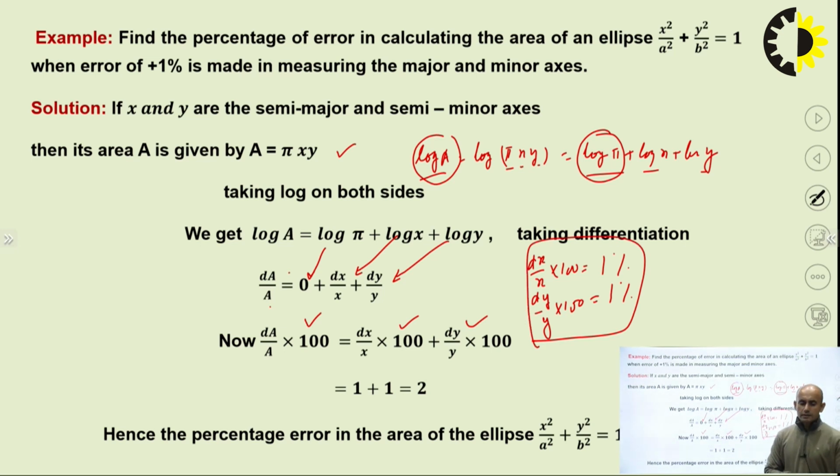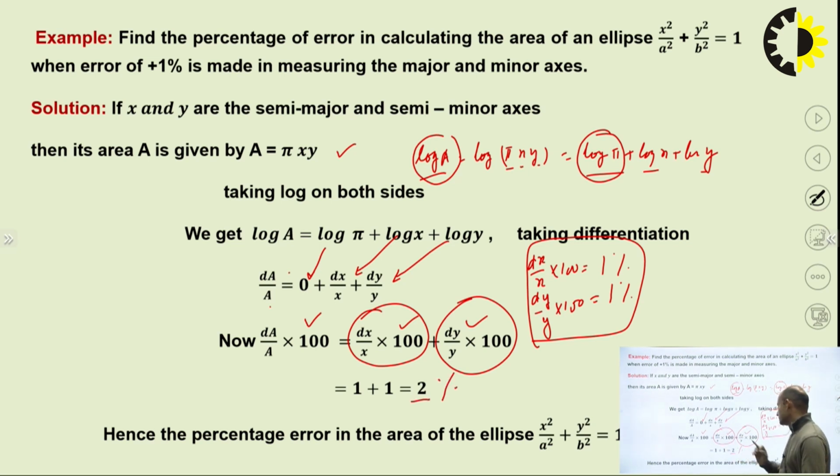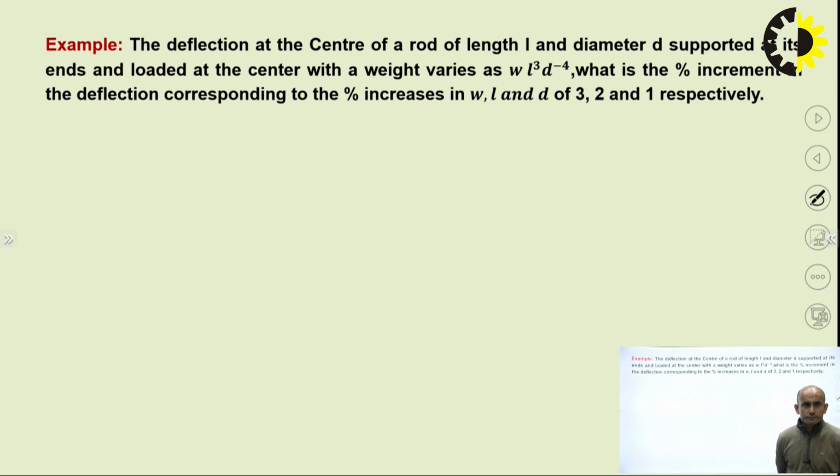So these are errors in x and y and these are 1%. So value of this term is 1%, or 1, and this is also 1. So we get 1 plus 1 equals to 2%. So percentage error in area will be 2%. So if we have errors in semi major and minor axis as 1%, then error in area of ellipse will be 2%.